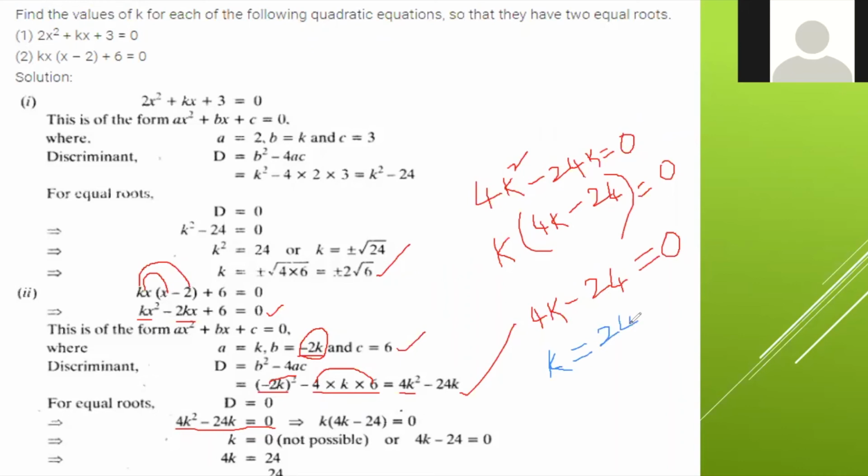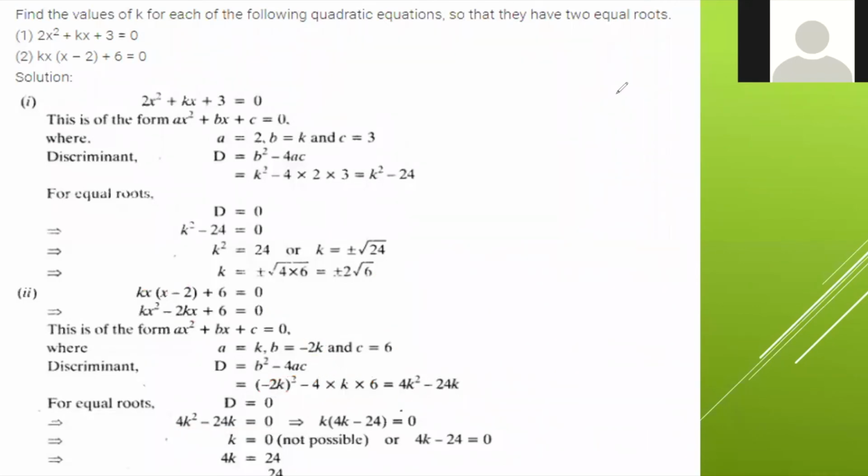Josna, got it, sir? Got it. Where did you make the mistake? Sir, I'll tell later. Okay. So k is equal to 6. Children, these two sums are important for 2 marks. Is it clear to you all? Yes, sir.